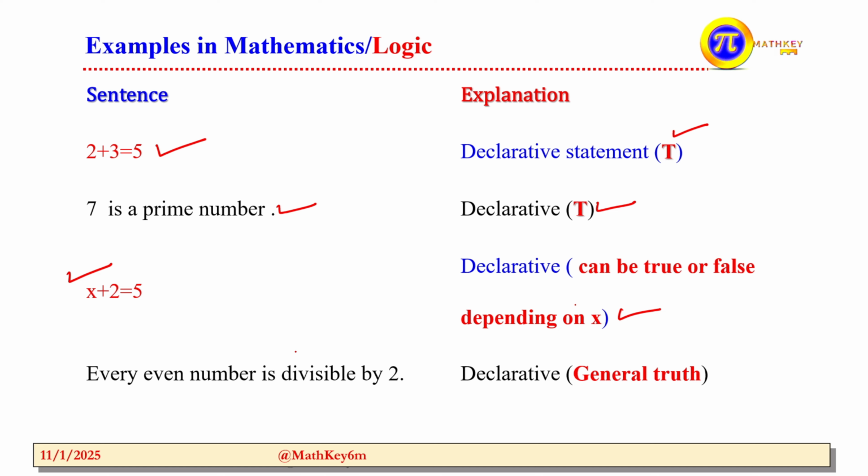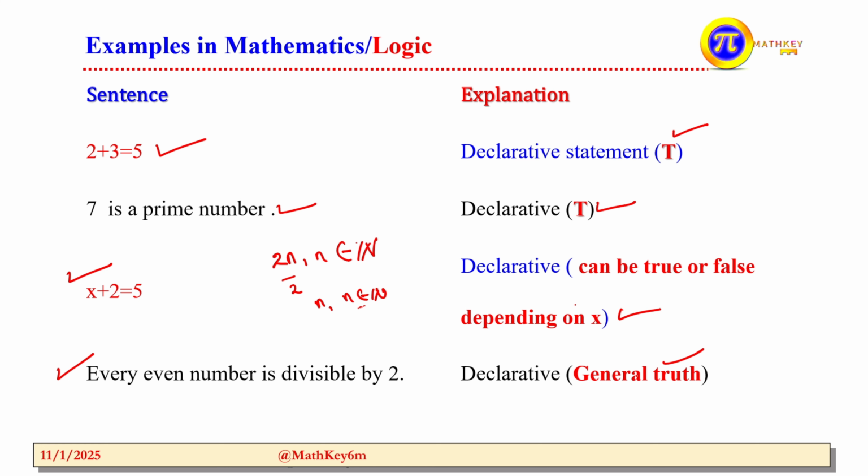The other one: every even number is divisible by 2. You have to consider any even number, let's say 2n, for n an element of the natural numbers. When divided by 2, the result is n, which is an element of the natural numbers. So it's declarative as well as a general truth.